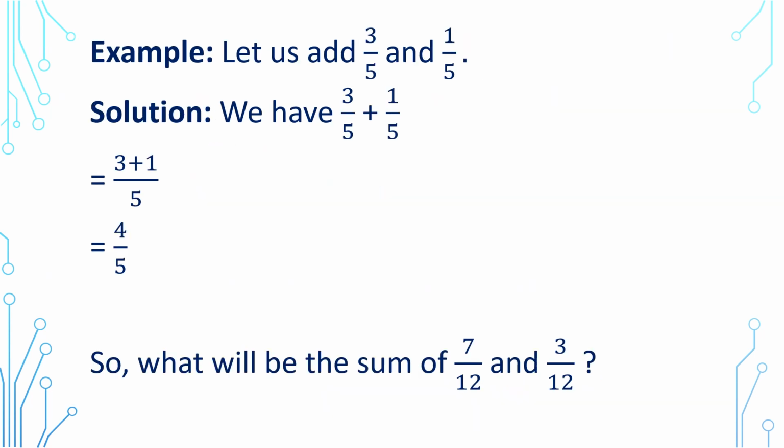So student, let's solve one more example. Let us add 3 by 5 and 1 by 5. In 3 by 5 and 1 by 5, we have same denominator, means like fraction. So, as per the first step, we will add the numerator. 3 plus 1, 4, and denominator 5 remains same. So, the answer is 4 by 5. So, student, I hope you clearly understand how to add like fraction. So, what will be the sum of 7 by 12 and 3 by 12? Solve this sum by your own.